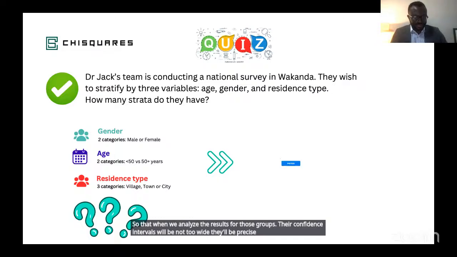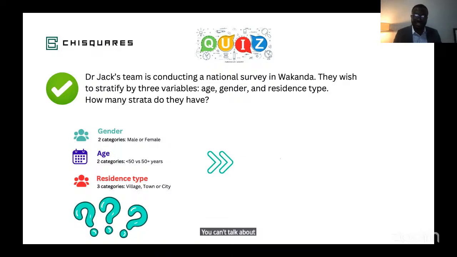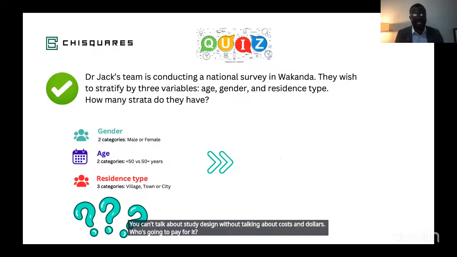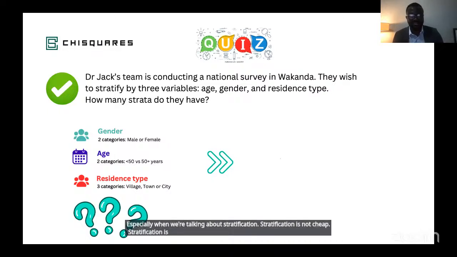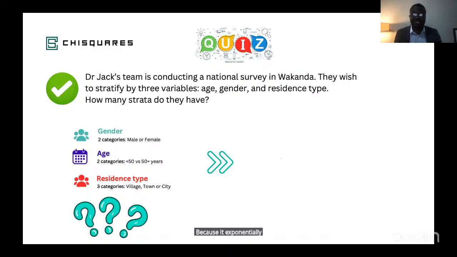Now, you have to realize, we talked about the issue of cost initially, right? You can't talk about study design without talking about costs and dollars. Who's going to pay for it? Especially when we're talking about stratification. Stratification is not cheap. Stratification is a very expensive thing to do, right? Because it exponentially increases the number of groups in your study. When you stratify, what you are saying in effect is that this group is a population of its own.